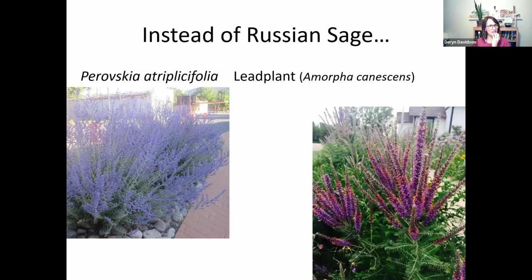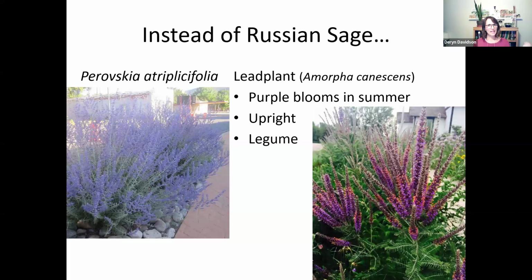But an alternative there is lead plant, Amorpha canescens. So it gets these blue, purple blooms in summer. And then you can see it has bright orange pollen. So it blooms up on these spikes and it gets bright orange pollen, which is just really pretty. The orange and the purple together. It has a nice upright habit and it's a legume. So it fixes nitrogen. It's doing good stuff down in the soil and bees absolutely love it. Honeybees, but also our native bees really love it.